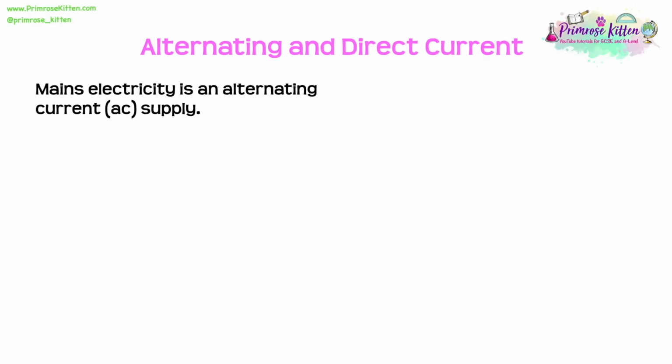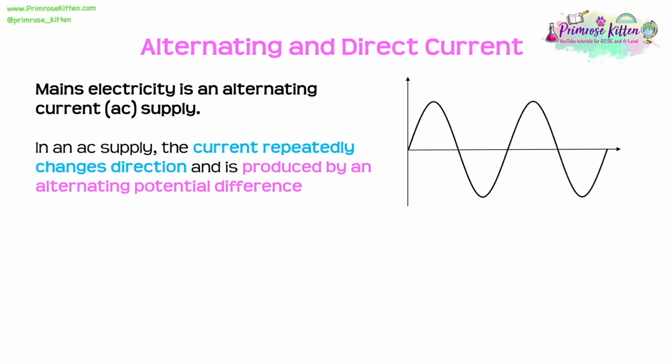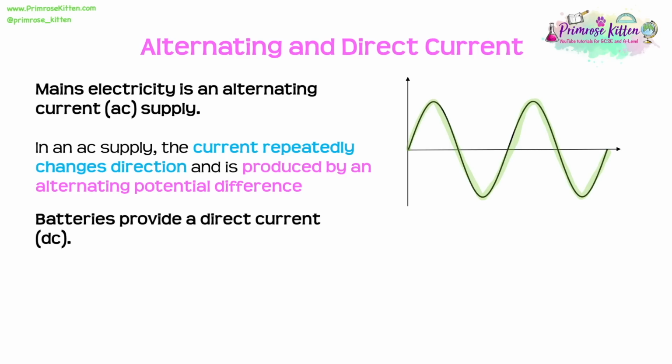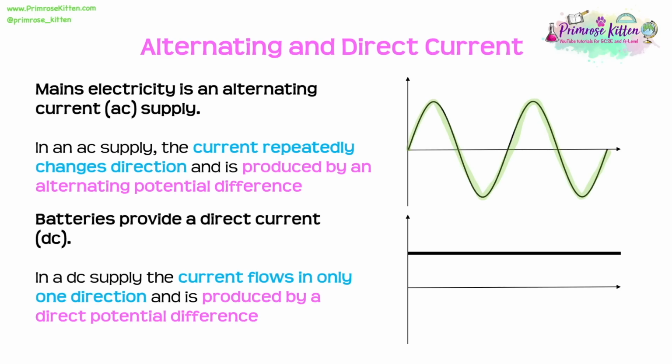So mains electricity, which we have in all of our plug sockets, is an alternating current supply. Now what this means is that the current is repeatedly changing direction, and AC current is produced by an alternating potential difference. However, on the other hand, batteries that we use to put into our remote controls, for instance, or have in our phones or our laptops, they provide a direct current. Now, in a DC supply, the current flows in only one direction, and it's produced by a direct potential difference.